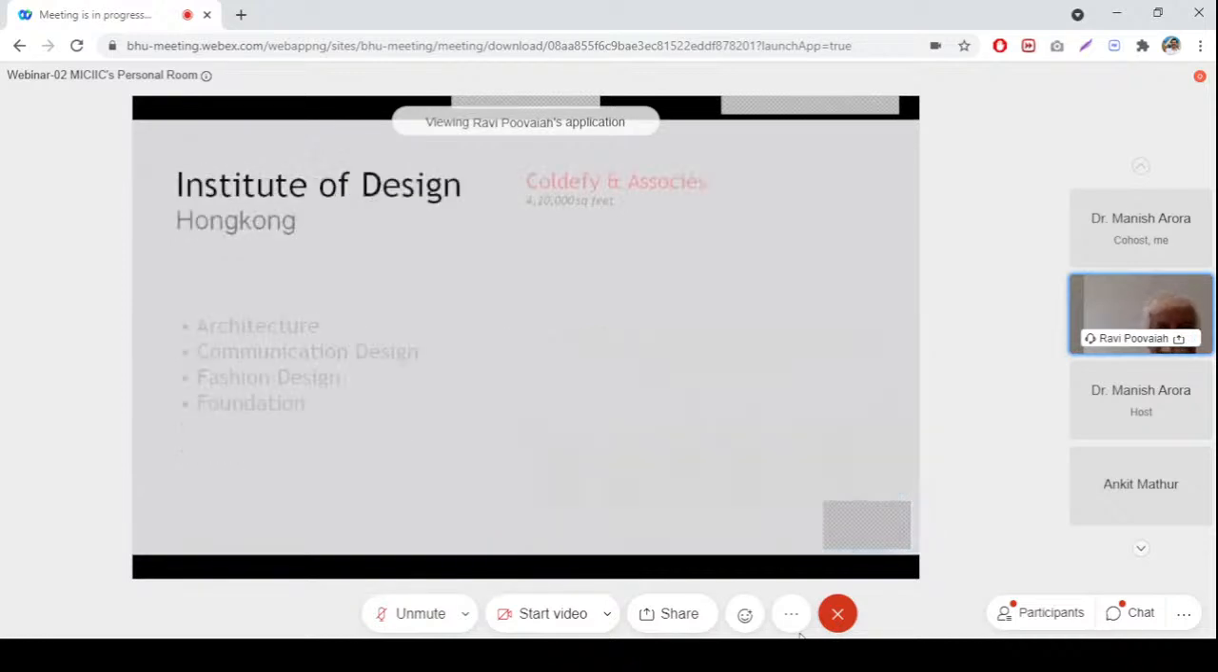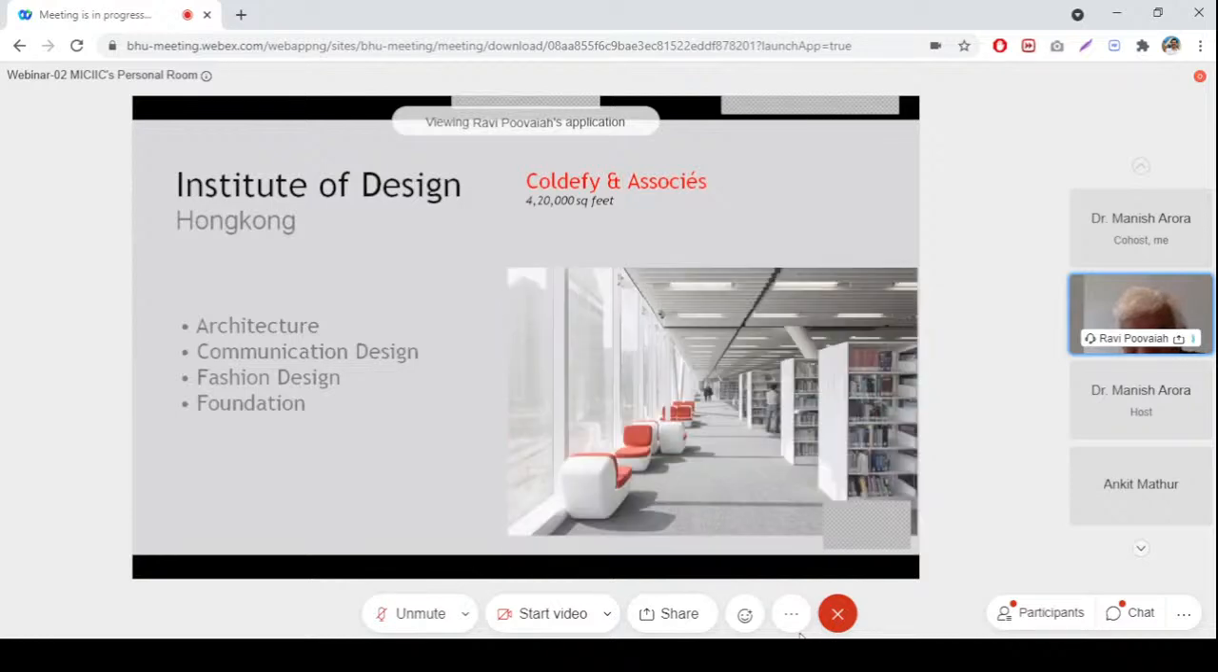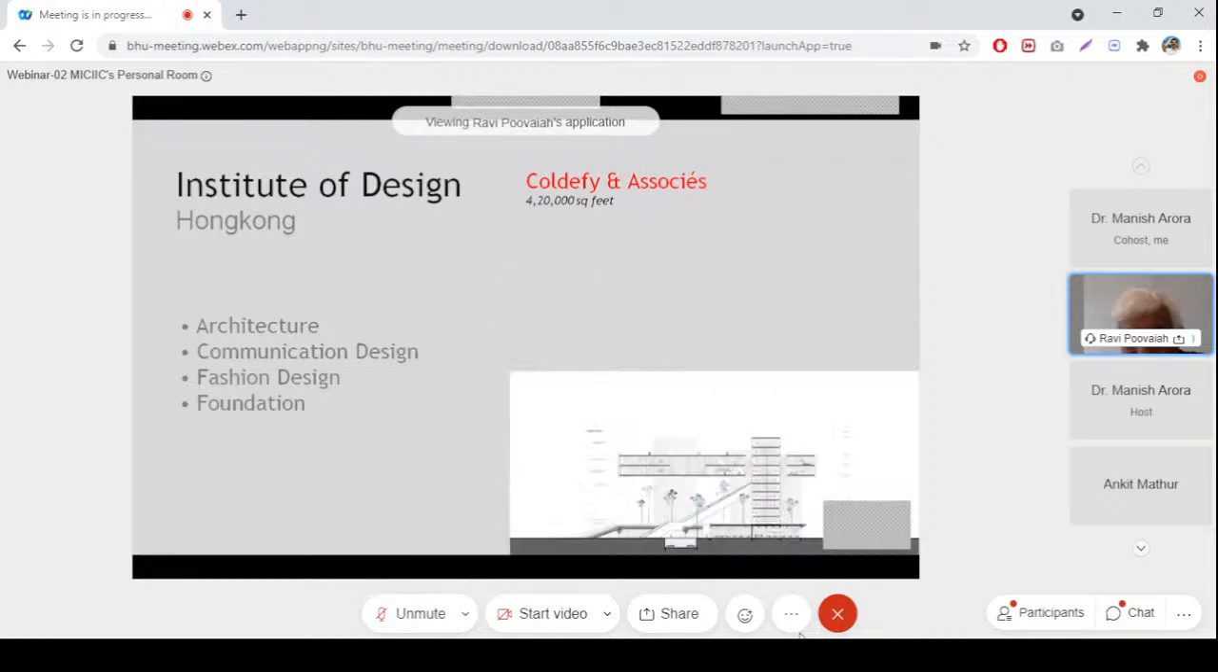Okay, of course, there's another school, Institute of Design, also in Hong Kong. You can see this building. It's a very tall building. You can see by the size of the bus, right? And housed in this, again, architecture, communication design, fashion design. So this is from inside the library, a shot from the library. Yeah, this is how the building looks.